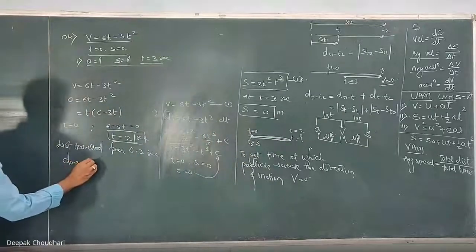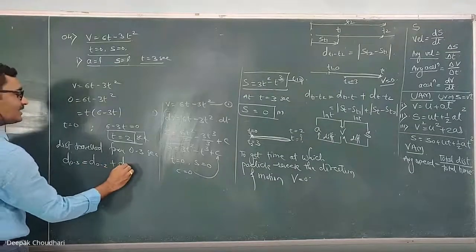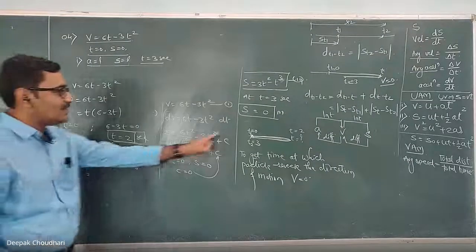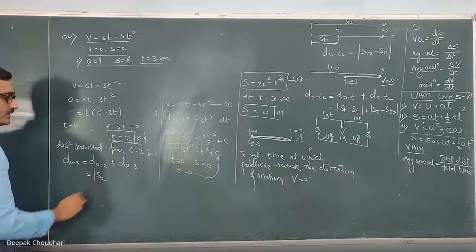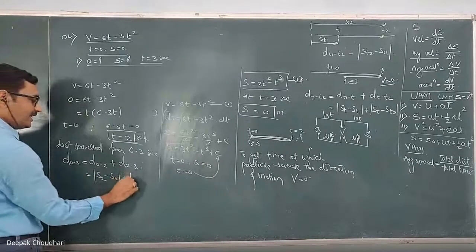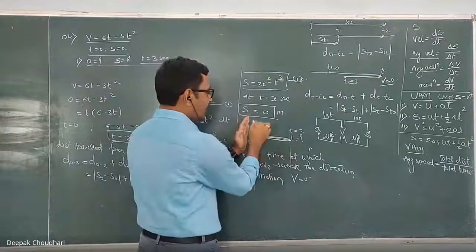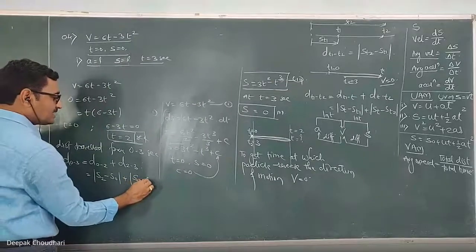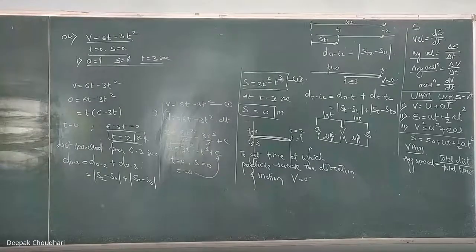So first I will calculate the distance traveled by the particle from 0 to 2 seconds, plus separately I will calculate the distance traveled from 2 to 3 seconds. How can I get the distance from 0 to 2 seconds? It is mod of displacement at 2 seconds minus displacement at 0 seconds. Plus, from 2 to 3 seconds, it is displacement at 2 seconds minus displacement at 3 seconds. या displacement का difference ले लो.